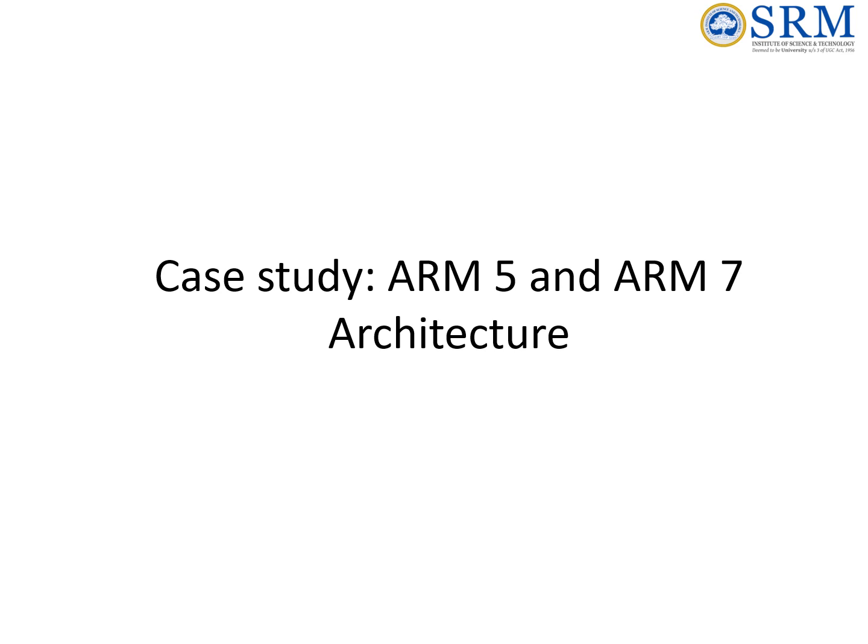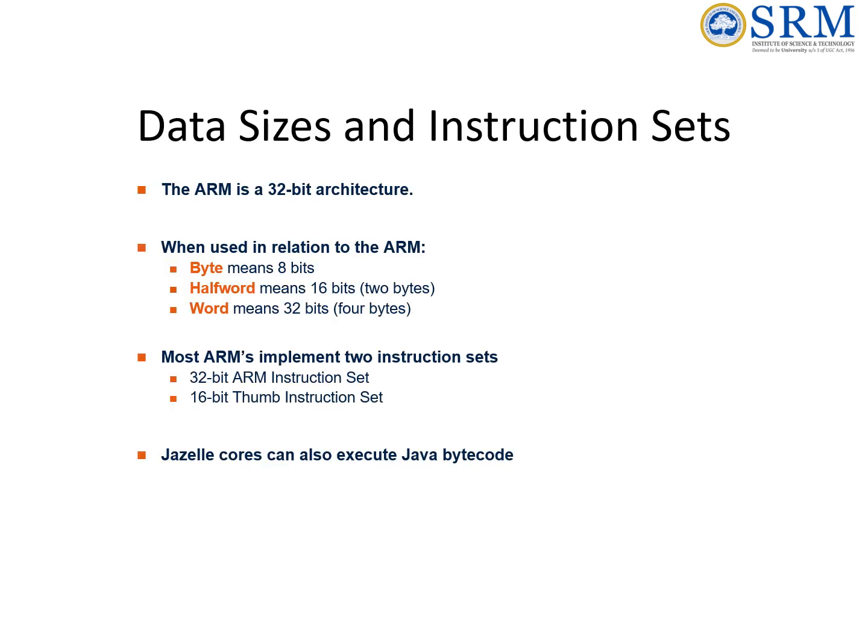Okay, so we'll get into the case study for ARM5 and ARM7 architecture. Data sizes and instruction set: it is a 32-bit architecture. When used in ARM, byte means 8 bits, half word means 16, and word means 32 bits. Most ARM processors implement two instruction sets, the 32-bit ARM instruction set and the 16-bit Thumb instruction set. Jazelle cores can also execute Java bytecodes.